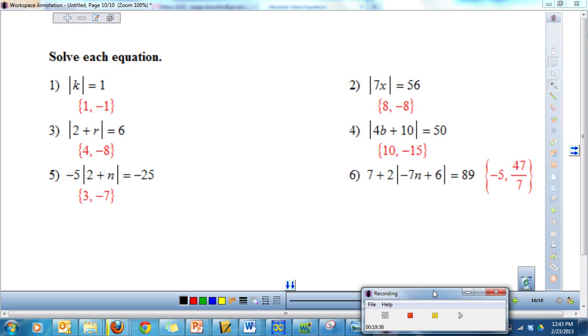Alright, here are the answers. Be sure that you check that you have the right sign, write down any questions you have, and come to class ready to practice.